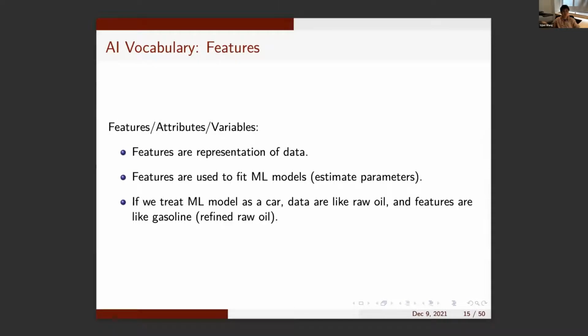Then the next vocabulary is features. Sometimes it's also called attributes or variables. The features are the representation of the data. They are used to fit the machine learning models to estimate the parameters. If we treat the machine learning model as a car, then data are like raw oil and the features are like gasoline, so it's refined raw oil. Many times we cannot use the raw oil directly; we need to use the gasoline. So the features are actually quite important.